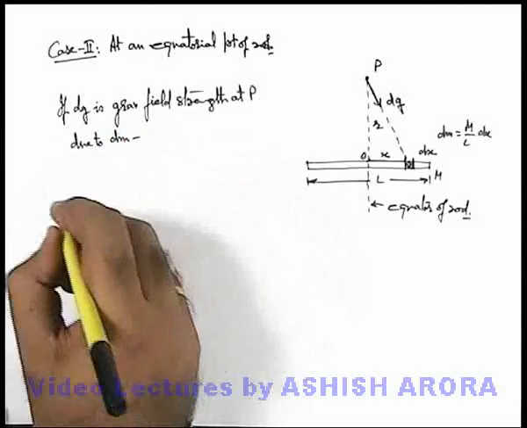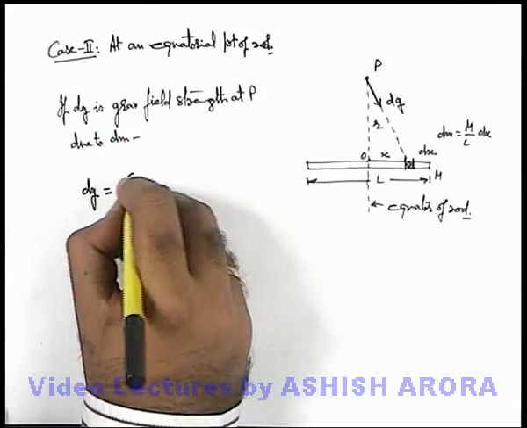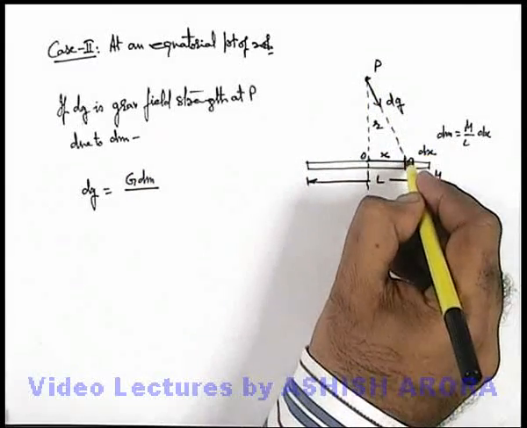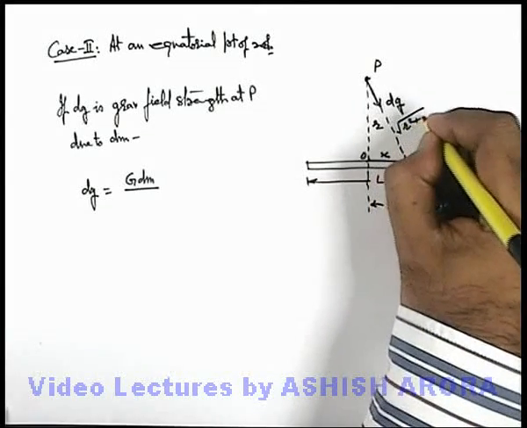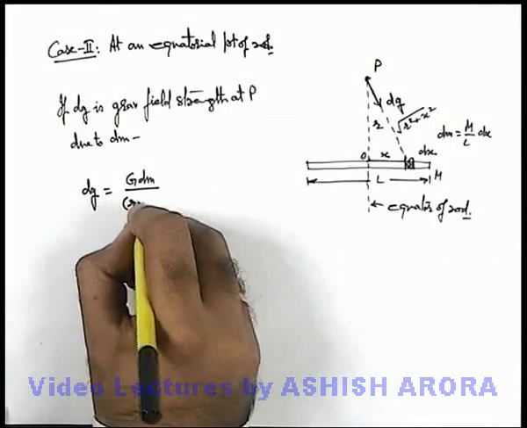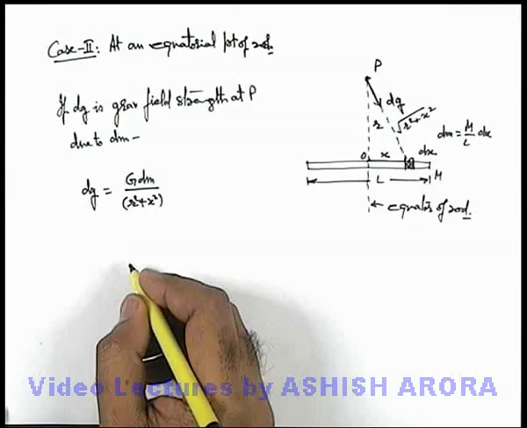then in this situation we can simply write the value of dg to be equal to G dm by the distance square. When we talk about this distance, as this is x, this is R, this distance can be written as root of R square plus x square. So it can be written as R square plus x square if we square it, the radical sign will be off here.